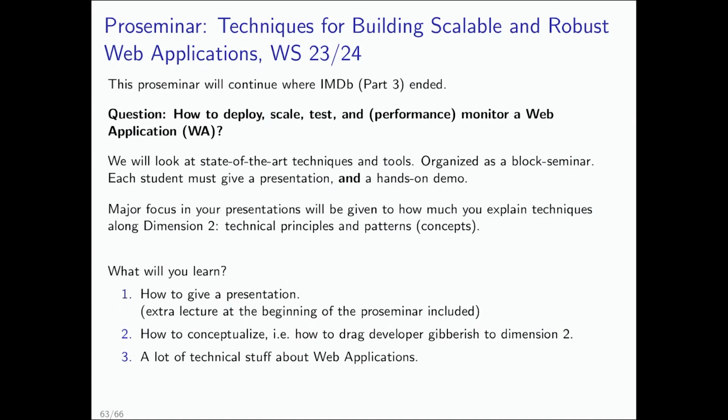And of course, you will learn a lot about technical stuff about web applications. You won't have the time to try out all of these techniques. But one of the biggest obstacles I experienced in developing web applications was really understanding that there is a tool already that does exactly what I'm looking for. Sometimes it's very hard to find those tools.